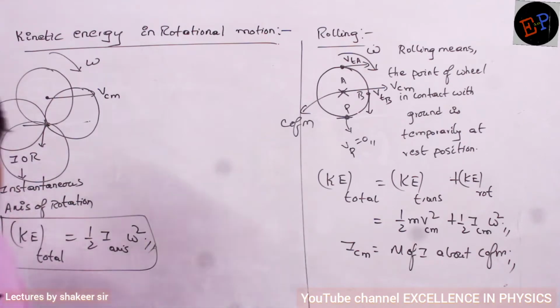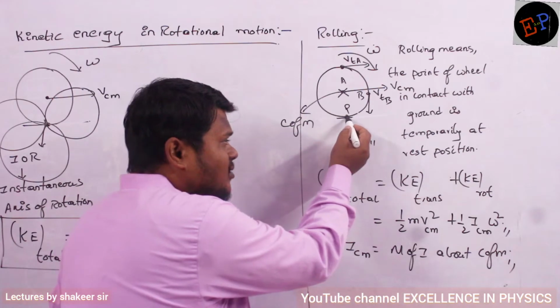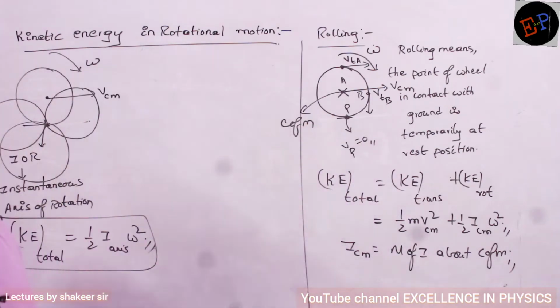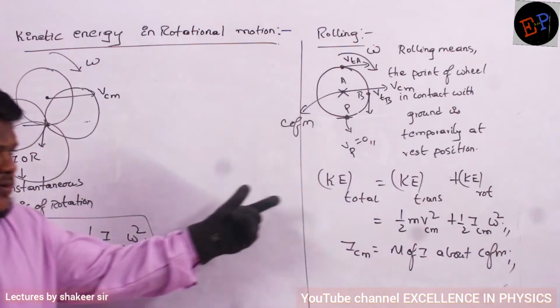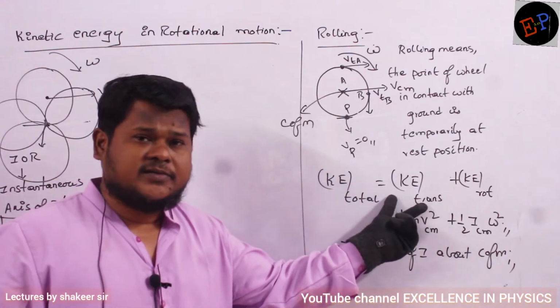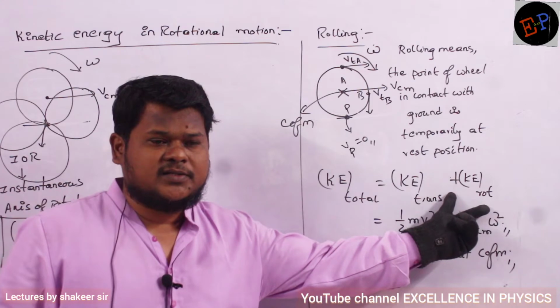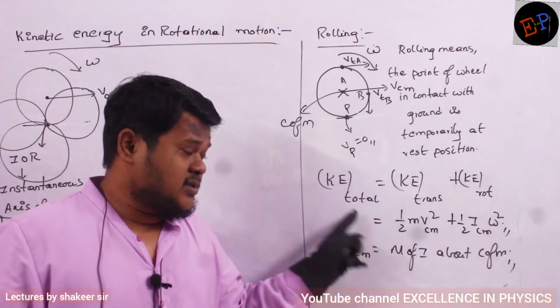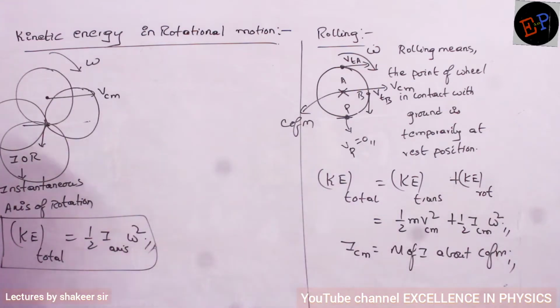So this is the equation for total kinetic energy, in the condition where I take this point to be my axis of rotation. And the total kinetic energy here I have written in another manner: kinetic energy because of translation plus kinetic energy because of rotation. Is this one correct, or this one? Both are correct.